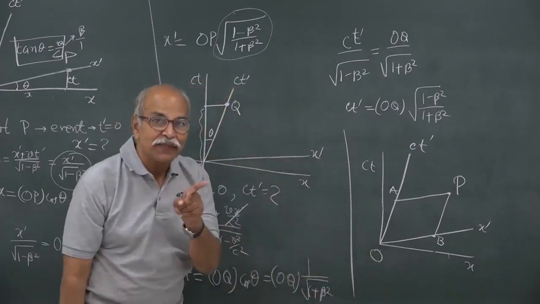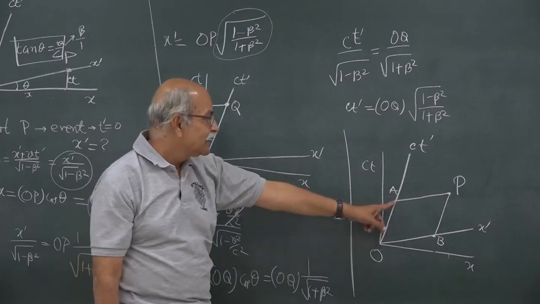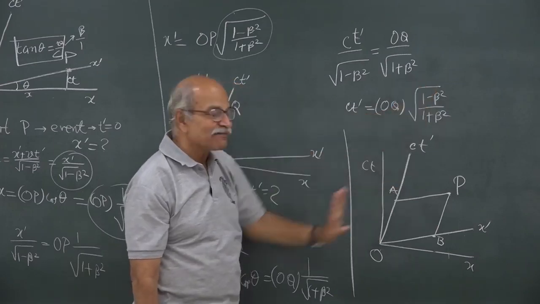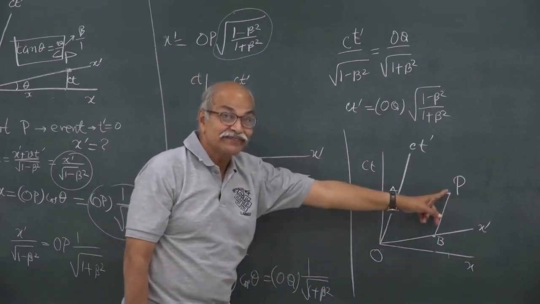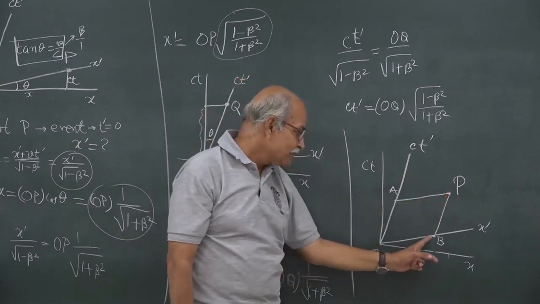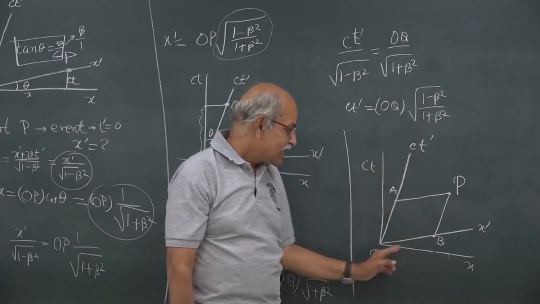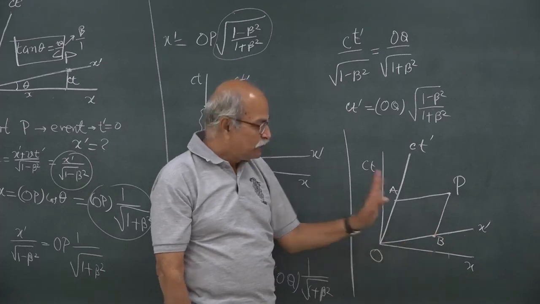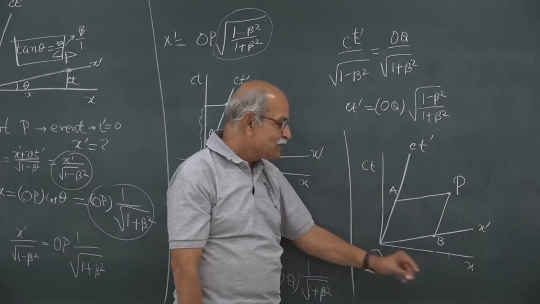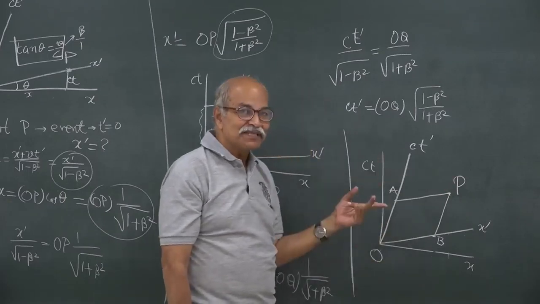So, to get Ct prime, measure this OA, geometrically measure this OA, multiply by this factor, and you get what is Ct prime of that event represented by P. Similarly, if you take this one OB, multiply this length OB by this factor and you get x prime. So, purely geometrically, if you know the coordinates x and Ct in S frame, you immediately know, doing very simple geometry, what is x prime and what is t prime.